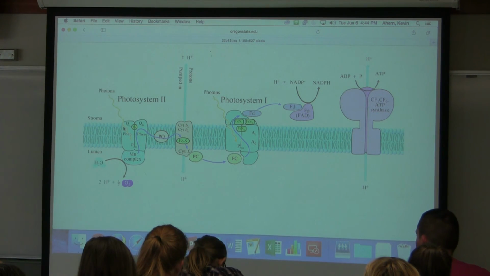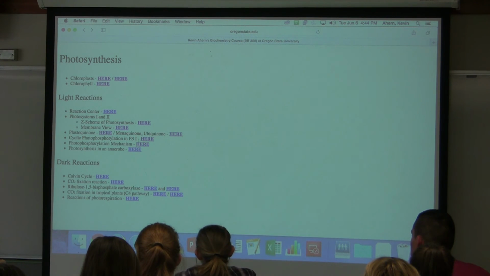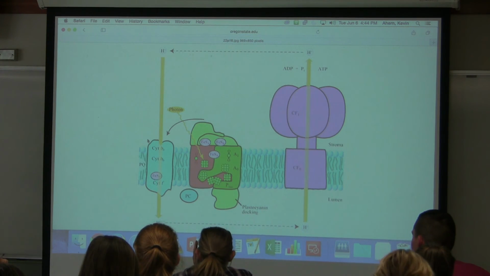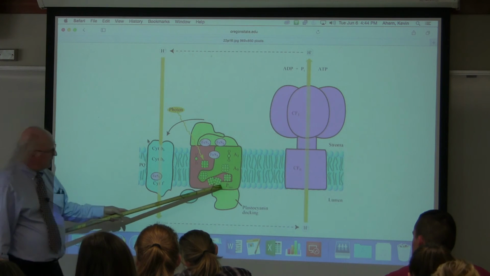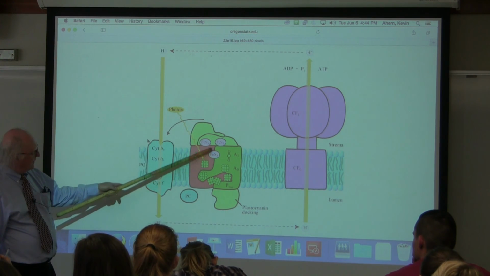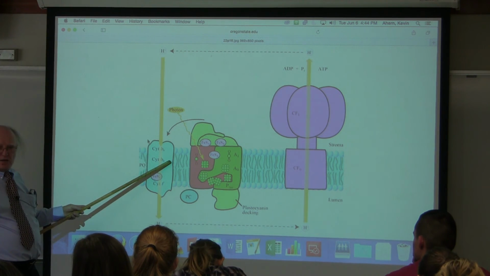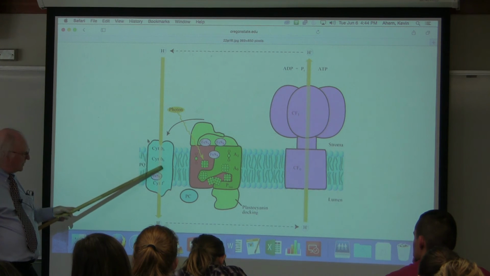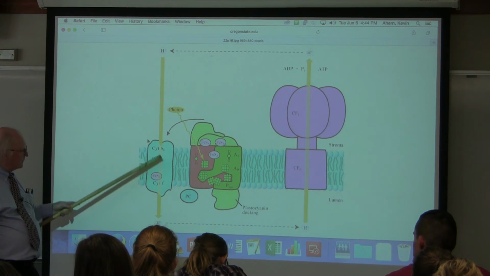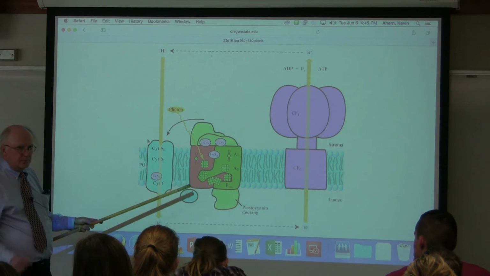So in cyclic photophosphorylation, let's see what's happening. There's complex 1, exciting electrons from the photon coming in. Electrons leak back into here. Well, this thing doesn't care where the electrons come from. It just cares that electrons move through it. And when electrons move through it, protons are getting pumped.